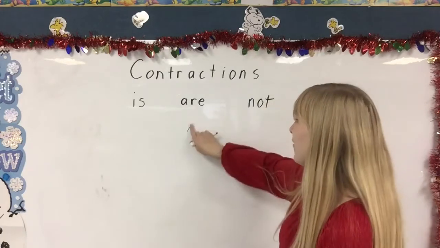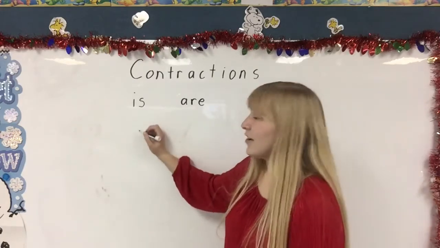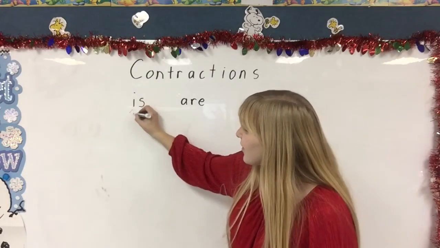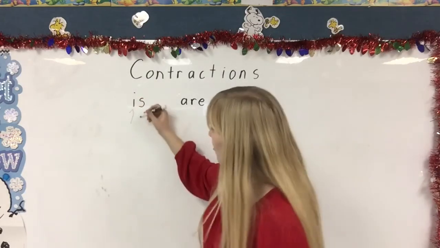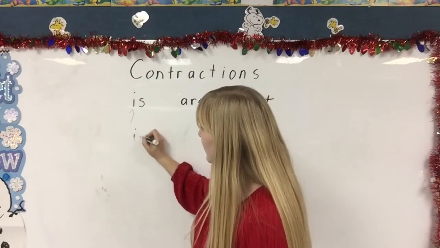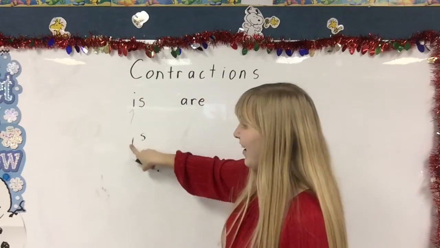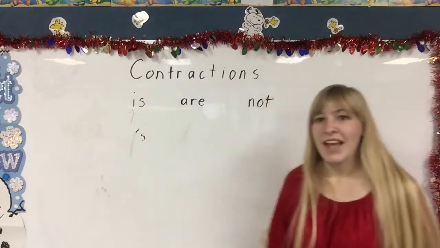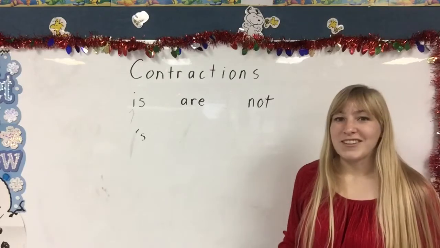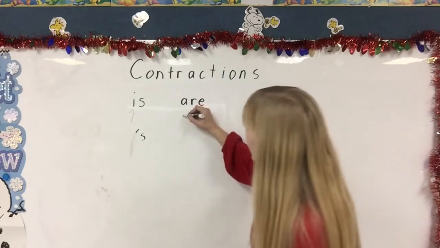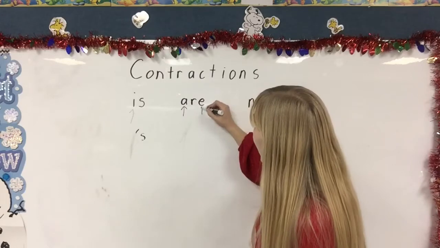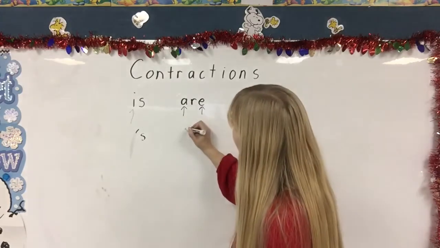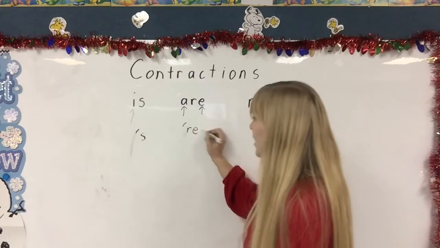So let's take a look at our words. We have is. Where is our vowel in the word is? Right, it's the first letter, the I. So we're going to take the I and get rid of it. So I have is, I'm going to get rid of the I and turn it into an apostrophe. How about are? Where's our vowel? Right, we have two of them, one here and one here. We're only going to change the first vowel.